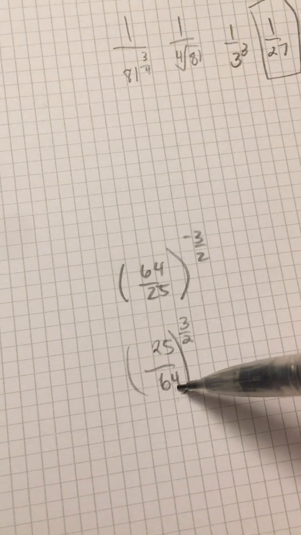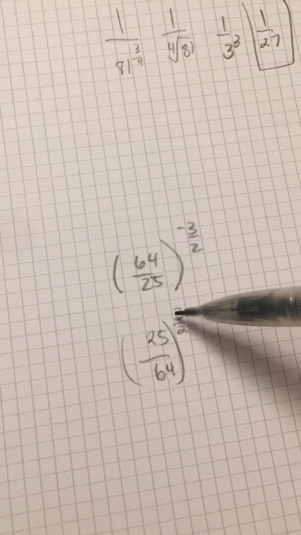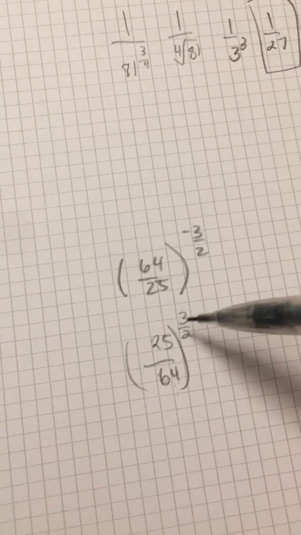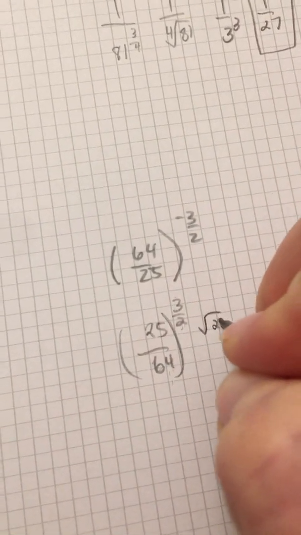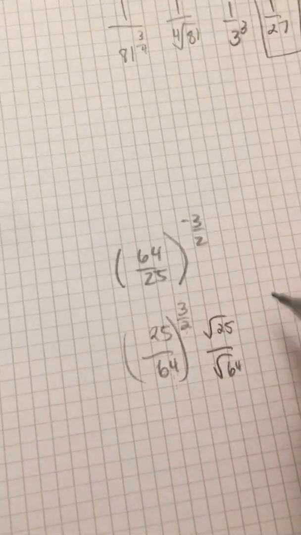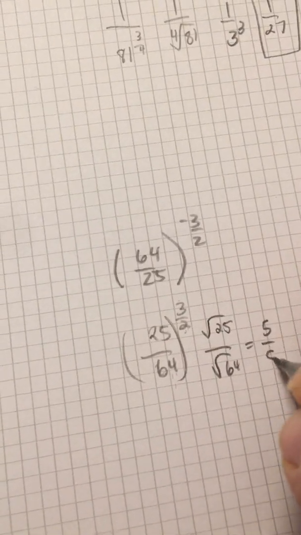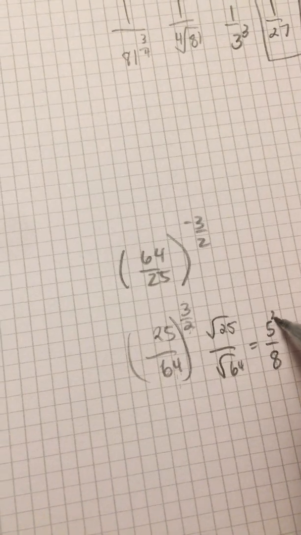Then once I'm done with that, I'm going to focus on doing the top number, which is my exponent. So then I'll have to cube everything. But first, seeing this, I know I need to take the square root of 25 and the square root of 64. 5/8, and then I need to cube.